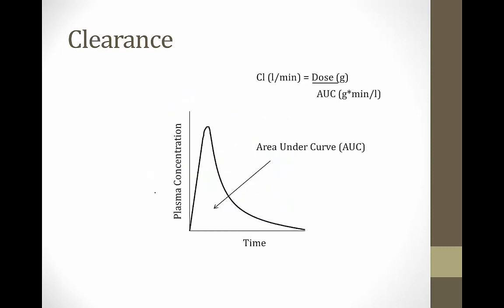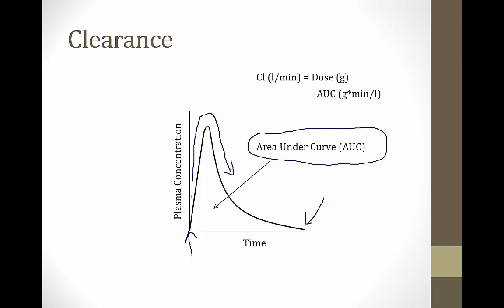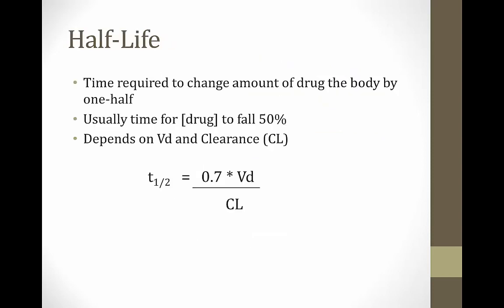You can also determine the clearance of a drug by monitoring its plasma concentration over time as it's excreted from the body. Let's look at this figure on the slide. Imagine that we administer a drug at time 0. What we would see is that the plasma concentration would begin to rise, then it would peak, and then it would begin to fall as the drug is excreted from the body, and eventually it would fall to 0. You can use the area under the curve, which can be determined mathematically, to calculate the clearance. If you take the dose that was initially administered and divide by the area under the curve, you will get an answer that has units of liters per minute, and that answer will be the clearance of that drug from the body.